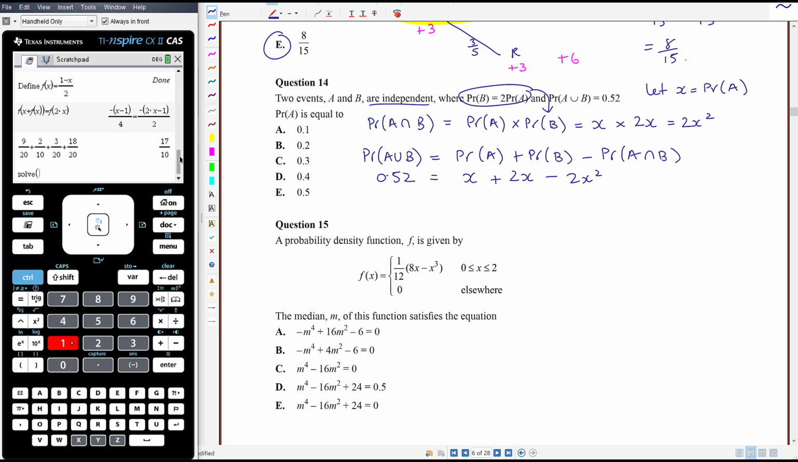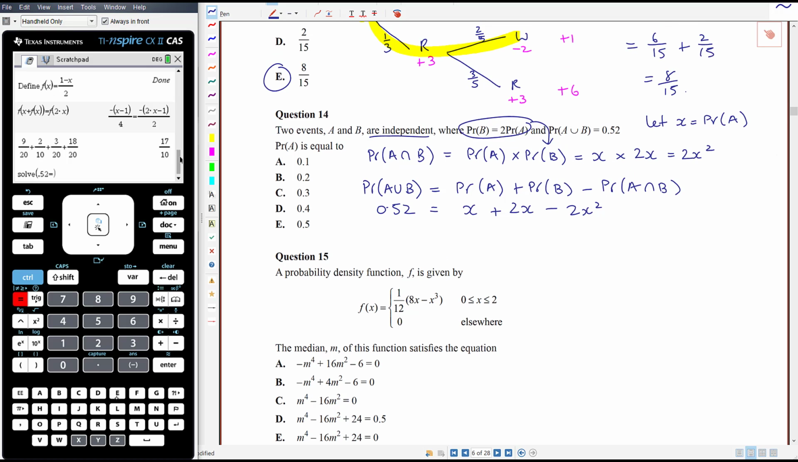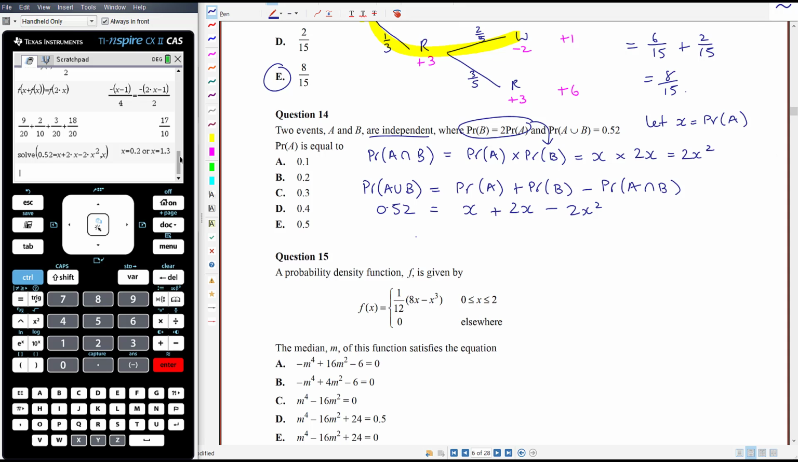We can just get our CAS to do that for us. We don't need to go any further. It's going to be quadratic with a decimal, so it's not very nice. So 0.52 is equal to x plus 2x, you can write 3x if you want, take away 2x squared, and we are solving that for x. That gives us x equals 0.2 or 1.3. Obviously x has to be between 0 and 1, so x must be 0.2. So that is the probability of A. The probability of A must be equal to 0.2.